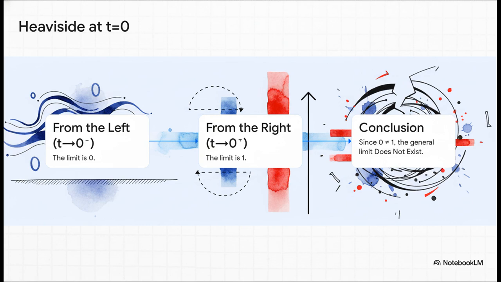And this illustrates our rule perfectly. Let's break it down. As we approach 0 from the left, using all those negative time values, the function is always 0. So the left-hand limit is 0. But as we come in from the right, using the positive time values, the function is always 1. So the right-hand limit is 1. And since 0 most definitely does not equal 1, the two sides don't agree. The general limit at t equals 0, it doesn't exist.